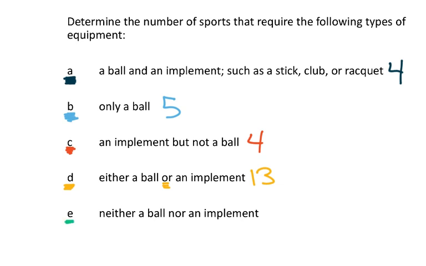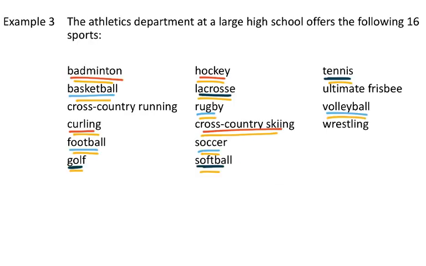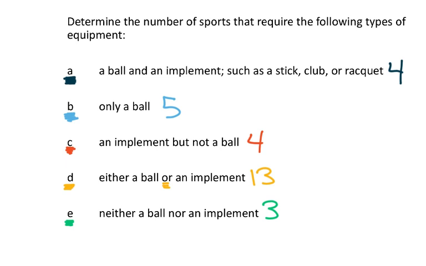And lastly, E, things that use neither a ball nor an implement, so no balls allowed, no implements allowed. Cross-country running, it's just you and your feet. Ultimate frisbee, uses a frisbee, nothing else. And wrestling, just your body, so that would be 3 items that fit that category.